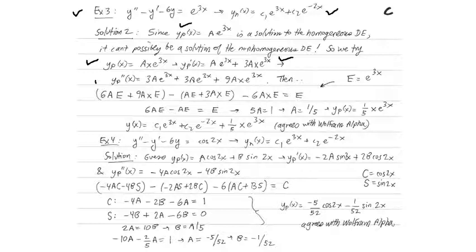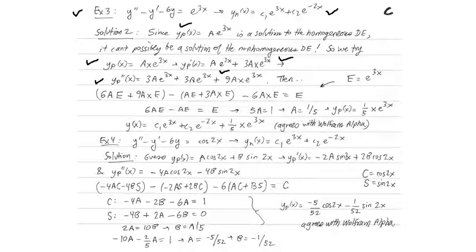That gives us a e to the 3x plus 3a x e to the 3x. And then for the second derivative, we're going to have to use the chain rule on the first term and the product rule on the second term, which gives us this. So then we take those expressions for y particular double prime and y particular prime, and substitute those into the original differential equation.